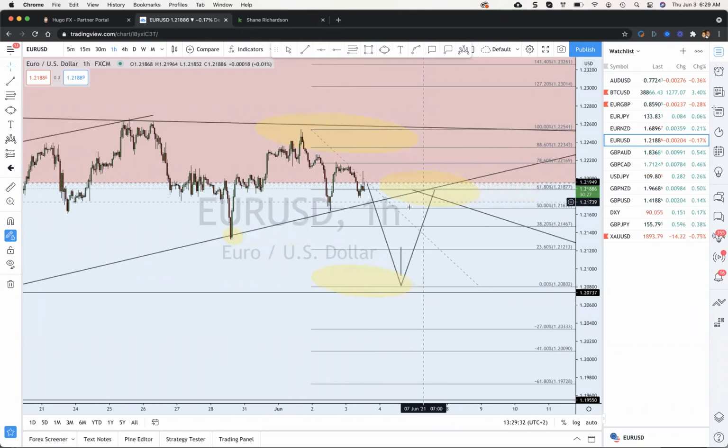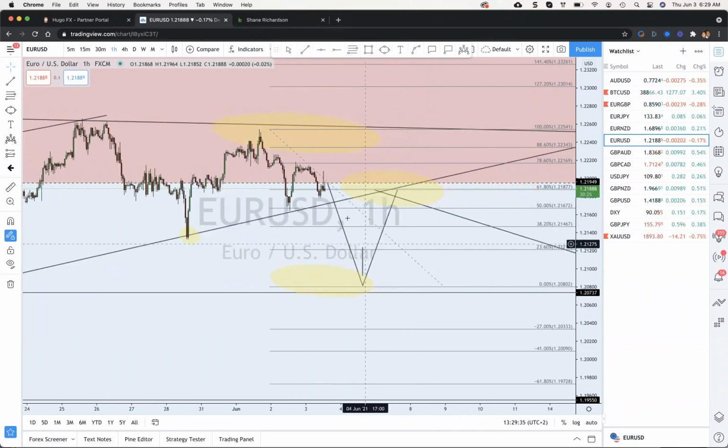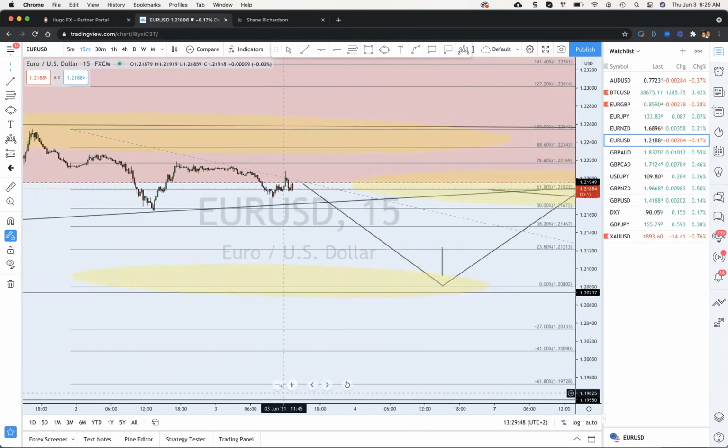To make that make more sense, let's say this broke out and came down like you thought it did, and then it came back up. Okay, let's go to the 15 minute so I can actually. Why would you not enter now?